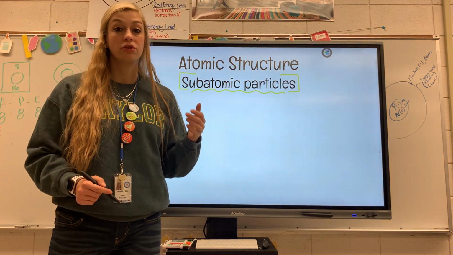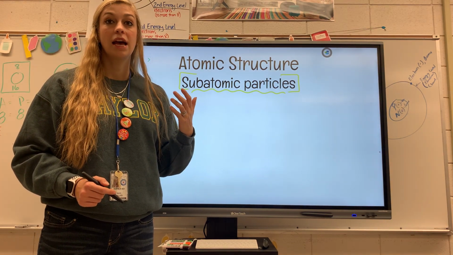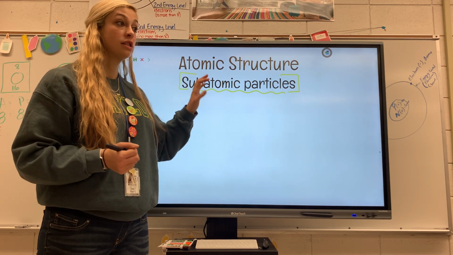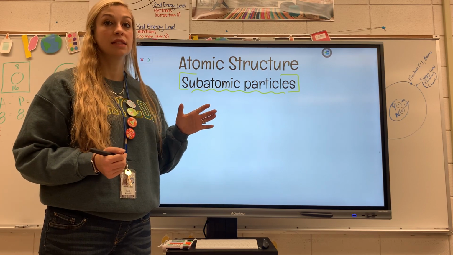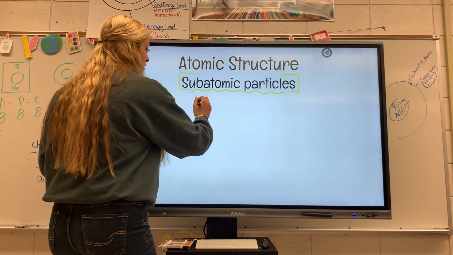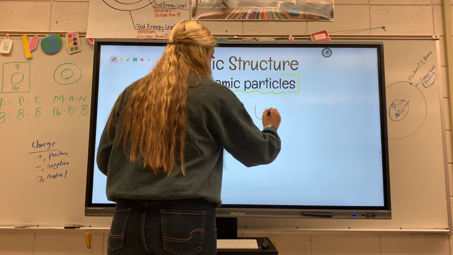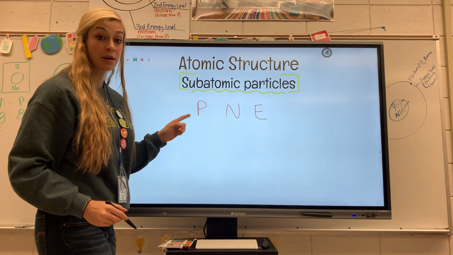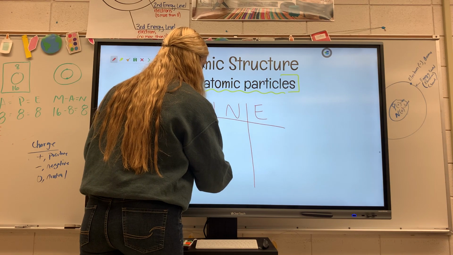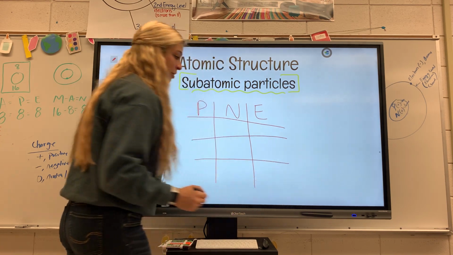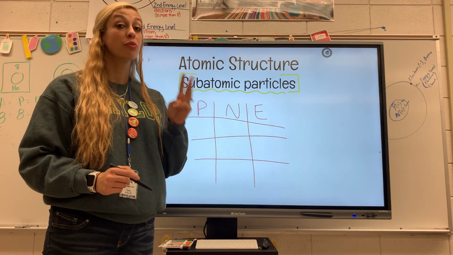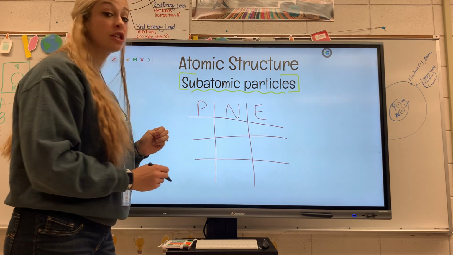So I'm going to show y'all a little trick. I do this every time I need to answer a question over subatomic particles. I make this little chart and it takes me less than 30 seconds. So the 3 subatomic particles, oh, my lines are ugly, but the 3 subatomic particles, and we know there's 3 things we need to know about them. We need to know their charge.